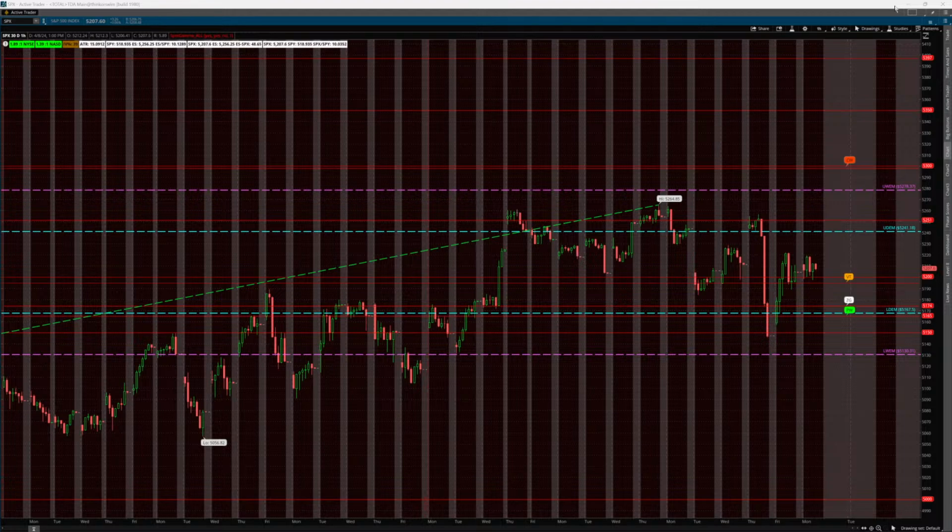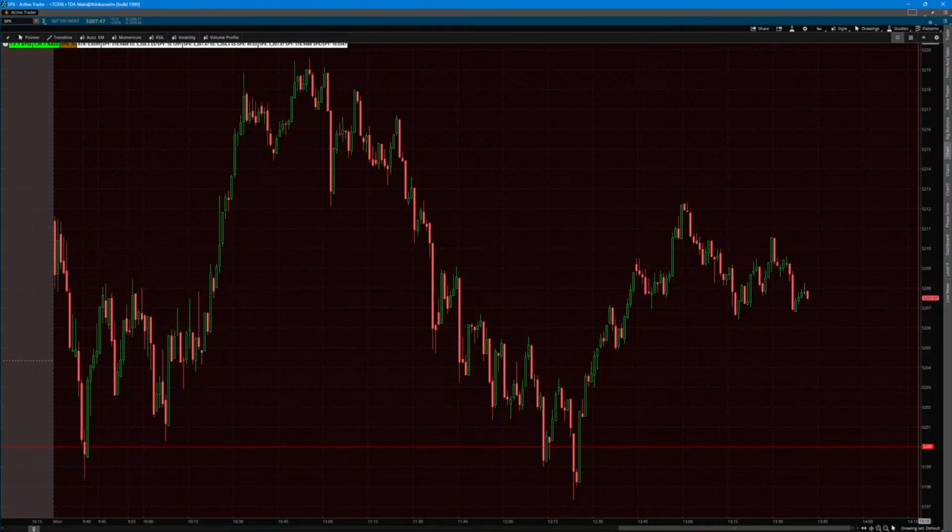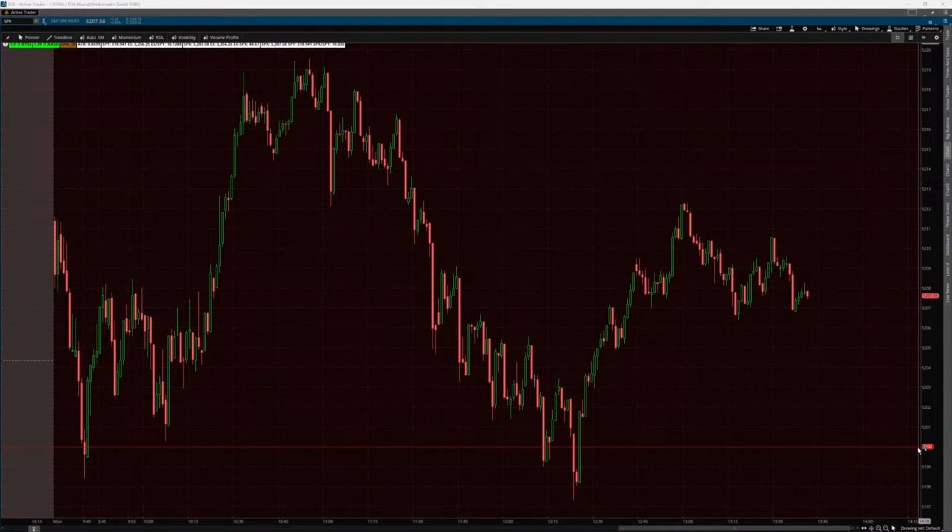Let's wrap up our view of SPX with a 1-minute chart to get a closer look at the levels in play for today. So this is SPX for today. Here's that 5,200 level that I talked about just a moment ago, acting as support and more or less as support again.